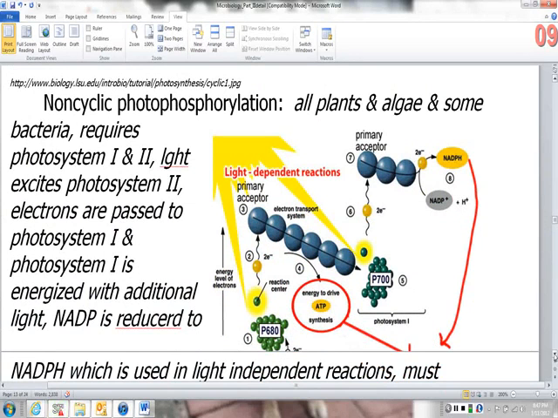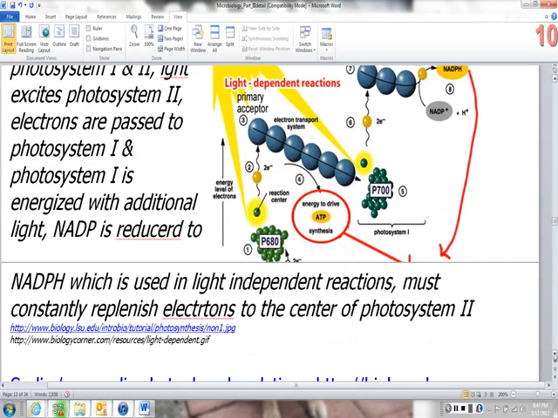Non-cyclic photophosphorylation occurs in all plants and algae and in some bacteria. It requires photosystem 1 and photosystem 2. First, light excites the photosystem 2 and the electrons are passed down to photosystem 1. Photosystem 1 is energized with additional light and NADP is reduced to NADPH using the same proton motive force. The NADPH is used to fuel light-independent reactions. This uses a different final electron acceptor, so it must constantly replenish electrons to the center of the photosystem 2, making it non-cyclic.